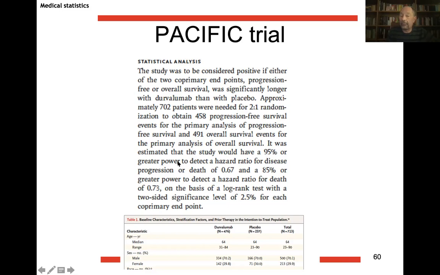So it's a very low beta value here to detect a hazard ratio. They used the hazard ratio for disease progression or death of 0.67, and 85% or greater power to detect a hazard ratio for death of 0.73. So you see, this would have been good. This would have been not so good. Actually, they got 0.51, on the basis of a log-rank test, so you have to say which test you used, with a two-sided significance level of 2.5% for each co-primary endpoint.